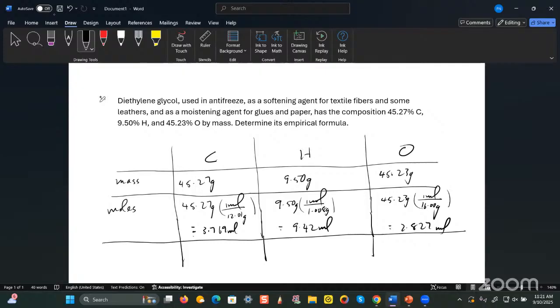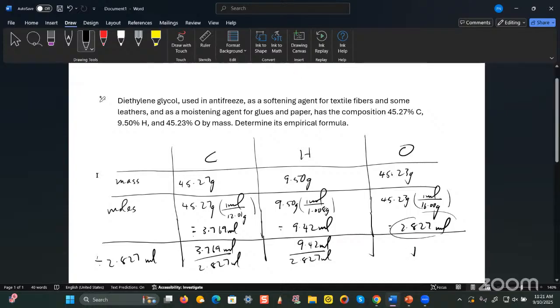Okay, so those are the mole values for the respective elements. So what would be the next step? Based on what we have done before in the previous example. You would divide each of those by the lowest mole. Right, so you identify which of these will be the lowest value, which is this one right here. And you're going to divide right through by 2.827 moles, right? So here we're going to have 3.769 moles divided by 2.827 moles. Here we're going to have 9.42 moles, excuse me, divided by 2.827. And here, that divided by itself will give you 1, right?